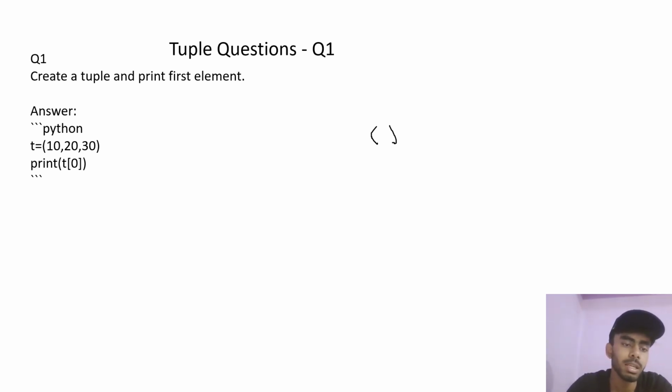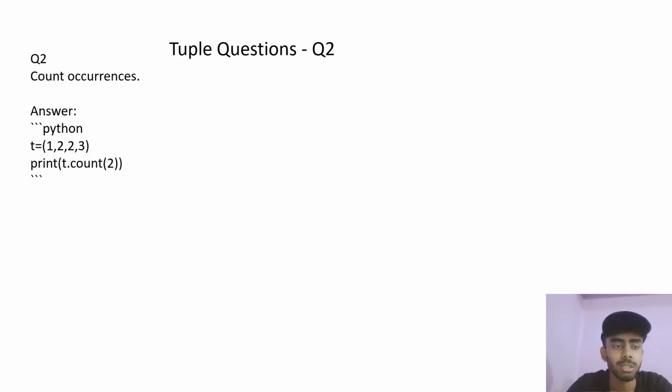So over here you are creating one tuple, and for printing the first element, we all know we have index numbers. So we can easily call and print that number. For the first element, you have to write 0, because the index number starts from 0. So this is a very easy question. Now come to the next question.